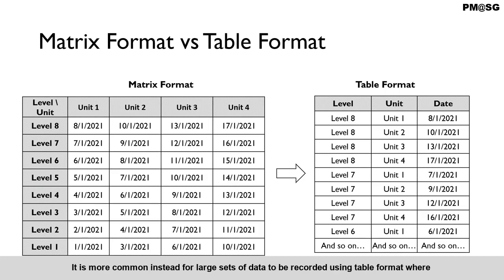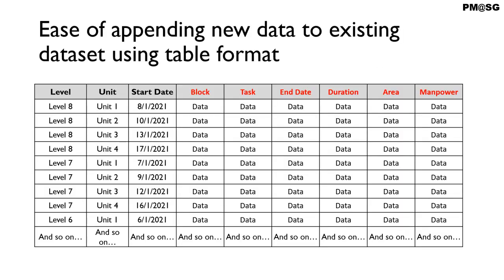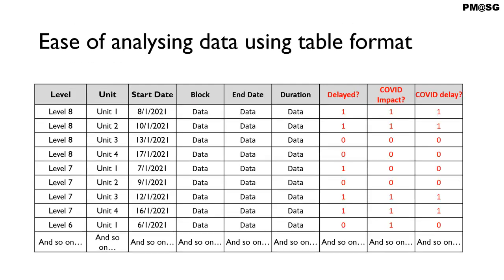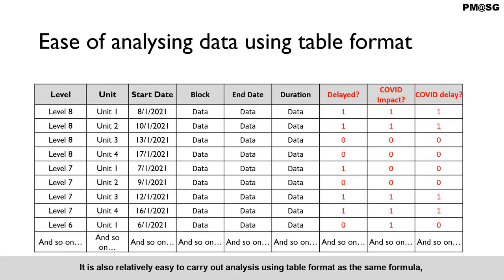It is more common instead for large sets of data to be recorded using table format, where every row is a unique group of data and each column represents one type of data. There are no row headers for table format. It is not difficult to append new data to the existing dataset using table format, such as using the VLOOKUP function in Excel. It is also relatively easy to carry out analysis using table format as the same formula, once created, is usually applicable for the entire column.